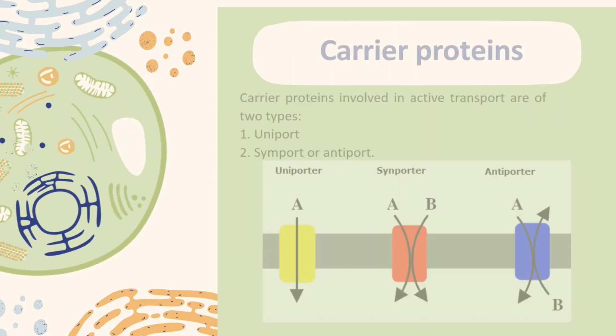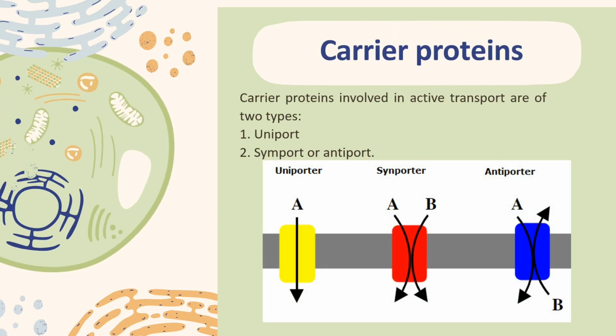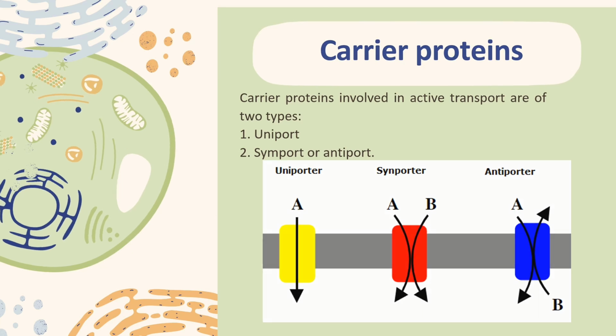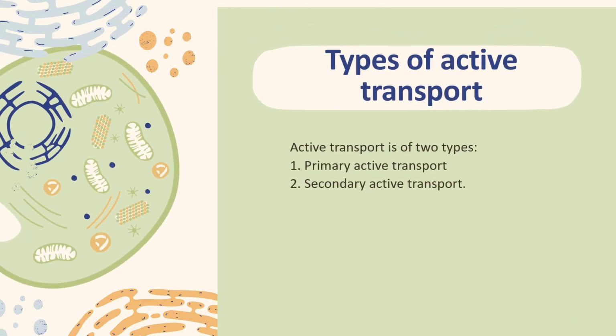If we talk about the carrier proteins involved in active transport, there are two types: number one is uniport, and number two is symport or antiport. Uniport is the one that transports one substance at one time, and symport or antiport are the ones that transport two substances at one time. Symport is the one that transfers the substances in the same direction, and antiport is the one that transfers the substances in opposite directions.